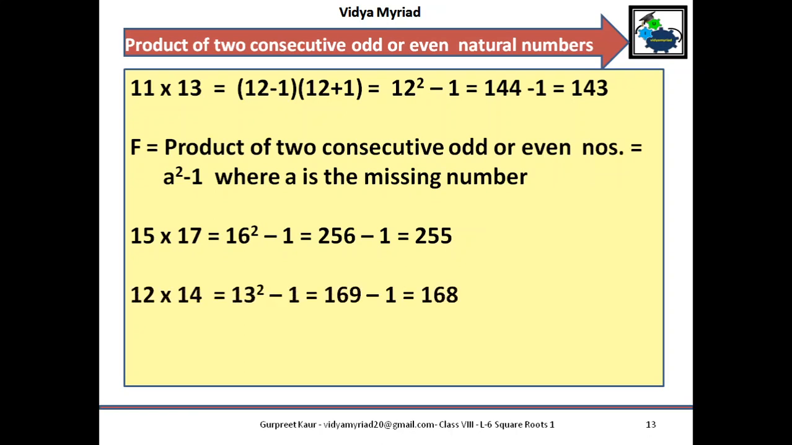Now if I take even numbers 12 and 14, what is a missing number? 13. Take 13 square minus 1, gives you 168. So this is the shortcut method to find out instead of directly multiplying it. Very simple and easy to know. For this, you must remember at least 1 to 20 squares, which I have given in the beginning of the slides.